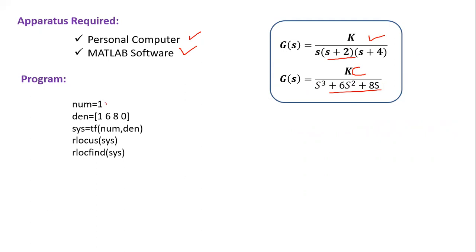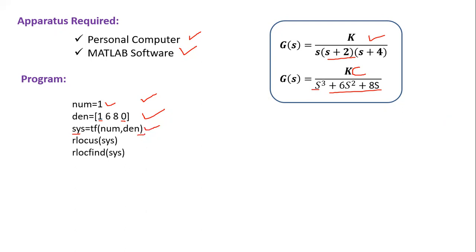So the numerator will directly be 1. Coming to the denominator, the highest power is s cubed, so the s cubed coefficient is 1, the s squared coefficient is 6, the s power 1 coefficient is 8, and we do not have an s power 0 coefficient, so we place 0. First we need to specify the numerator and denominator coefficients. Once that is done, we can frame the transfer function. We can take any variable, say sys equal to tf. tf is a predefined transfer function command: tf of numerator comma denominator. With this, the transfer function will come.